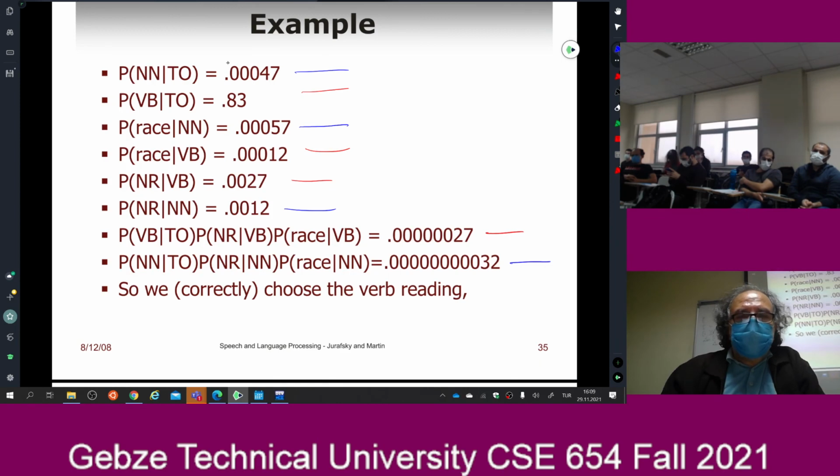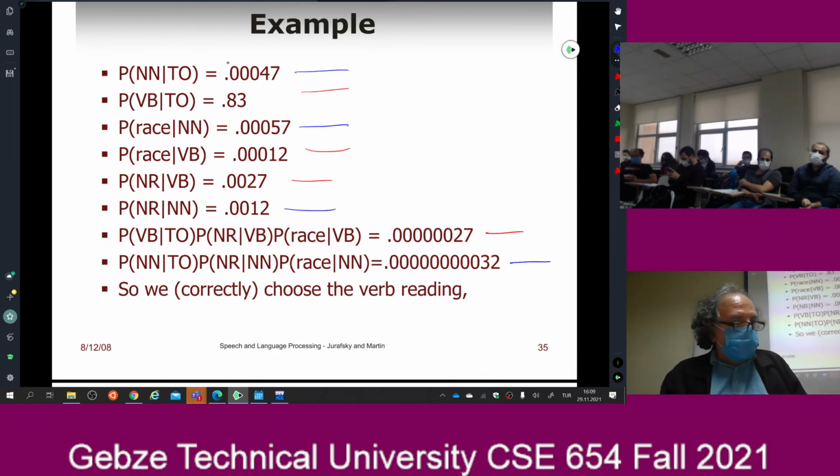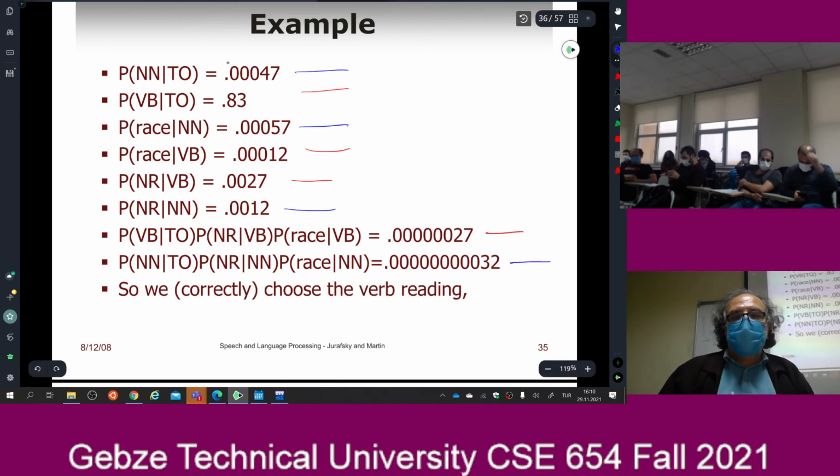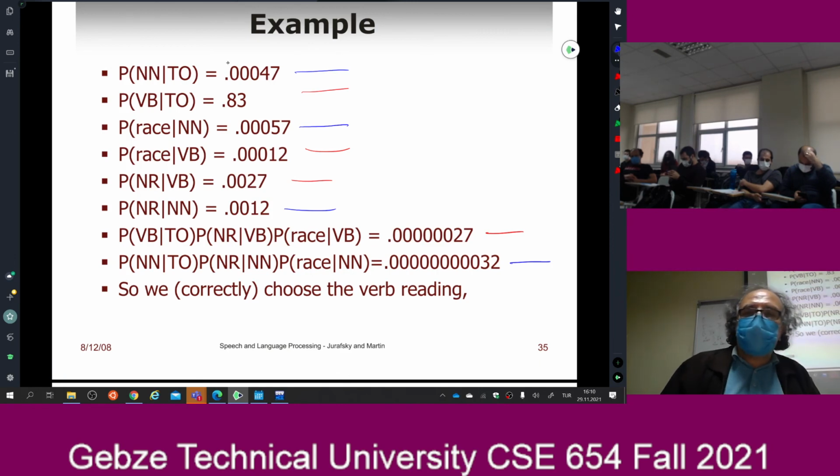If I multiply these two and put them together, it looks like this one is way higher, more than 10,000 times. How many times, I don't know. I mean, the NN 2 and the VB 2 have three orders of magnitude difference. So it makes up the difference and more than that. So we choose the verb reading. Most probably, it is 1,000 times more probable that race is a verb here, not a noun.